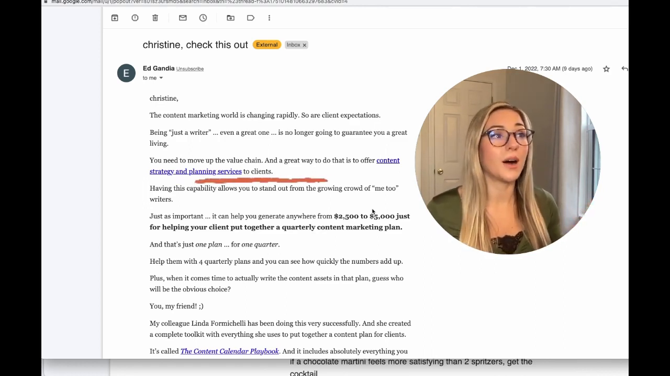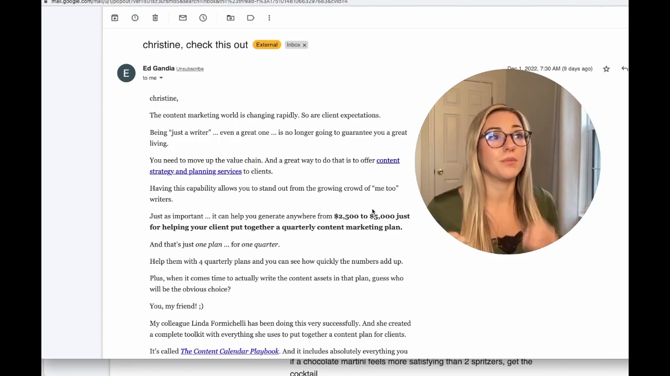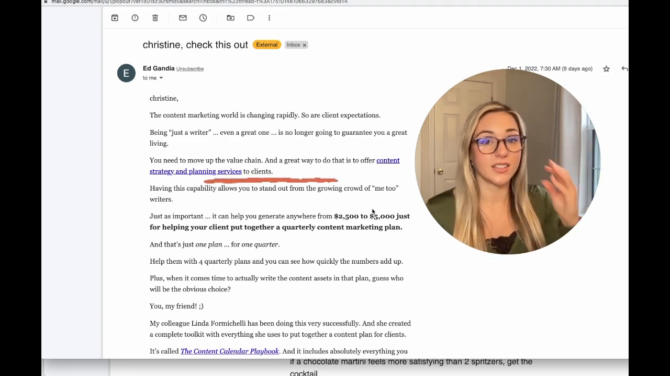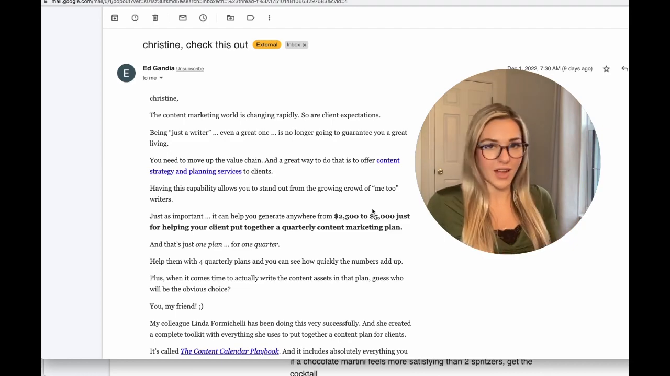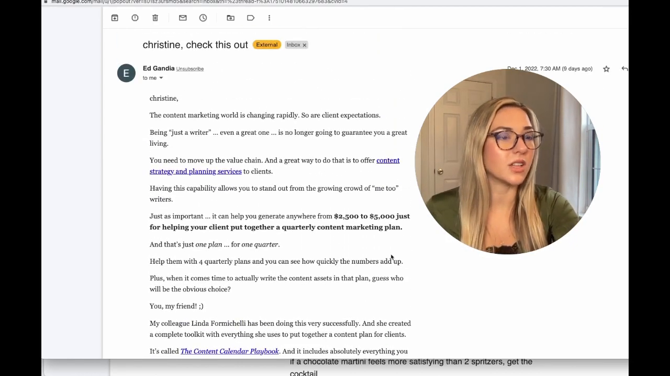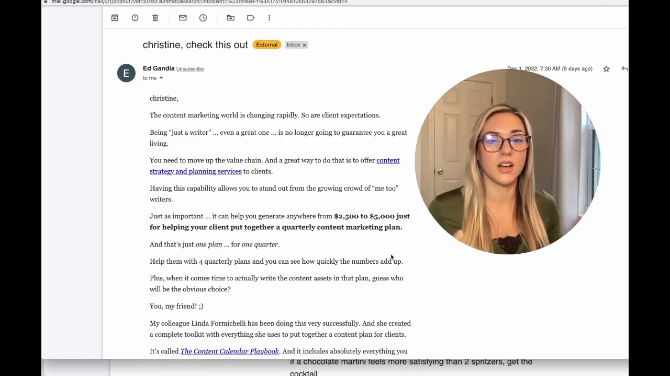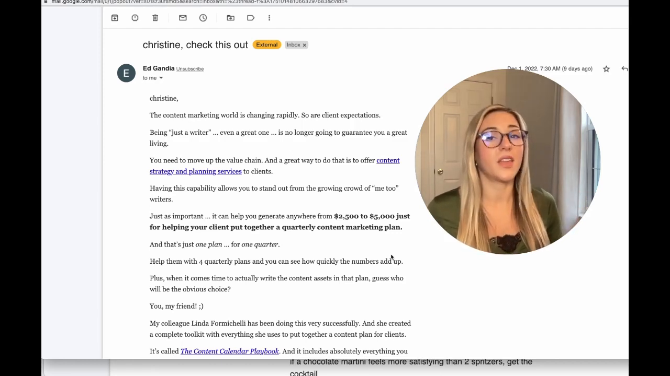So then he goes into his solution. You need to move up the value chain, and a great way to do that is offer content strategy and planning services to your clients. And obviously, he linked out the content strategy part because he wants to be the one to teach you how to offer that service. He's providing the solution. As you can see, his email doesn't adhere to just problem, agitate, solution. He expounds and goes into further detail. But again, you can always pick up on these hooks when you read a good email: somebody presented the problem, they agitated it a bit, and then they presented the solution.